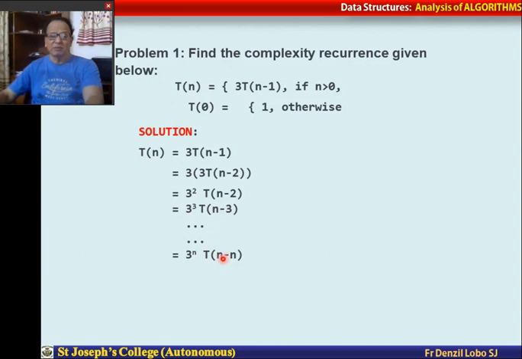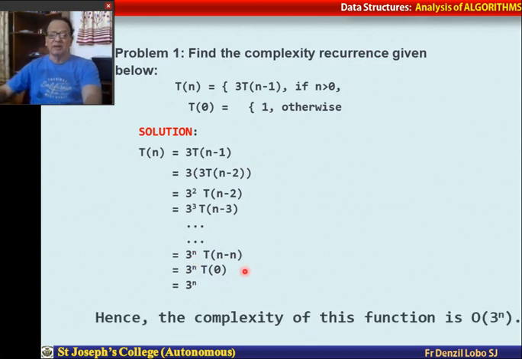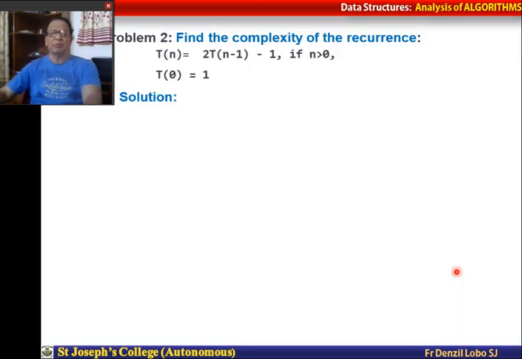And then at one point this integer becomes n. So it becomes 3 to the power n into T(0). T(0) you know is equal to 1. Therefore 3 to the power n into T(0) is equal to 3 to the power n. So we have the answer for this problem. Therefore the complexity of this recurrence formula is nothing but big O of 3 to the power n, an exponential equation.